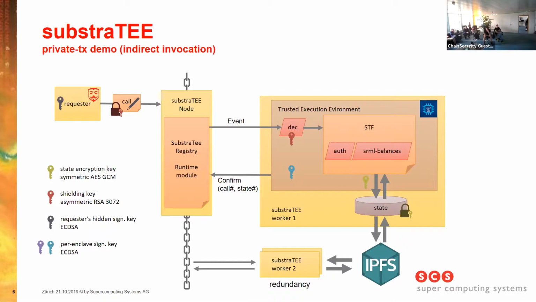Now we have the problem that if we only have one worker, that would be a very brittle design, because what happens if that worker is offline or even the hardware is dead? So we need redundancy, and in that case, we just have several workers processing every request in parallel, and they exchange their state over IPFS.